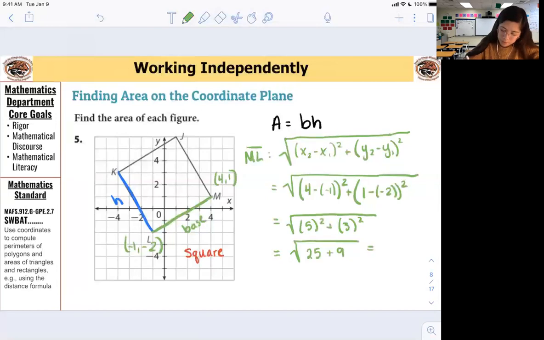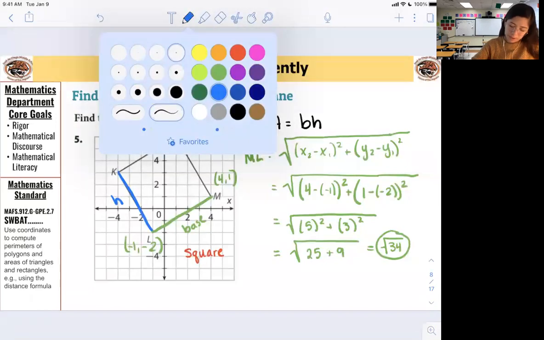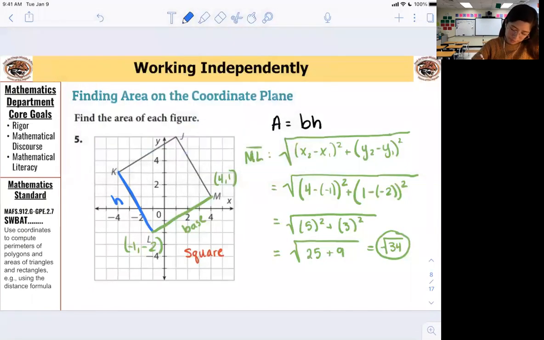25 plus 9 is 34, like Perla said. So that's the square root of 34. Okay, I'm going to leave it under the radical because once we put it into our area formula, it might make the radical go away. We'll see what happens. ML, or sorry, KL.